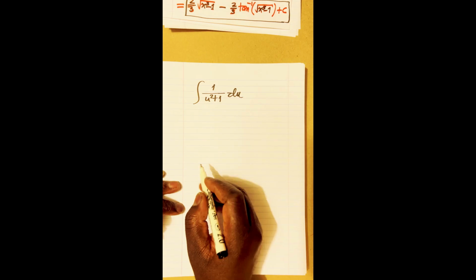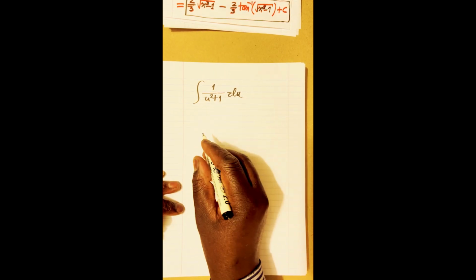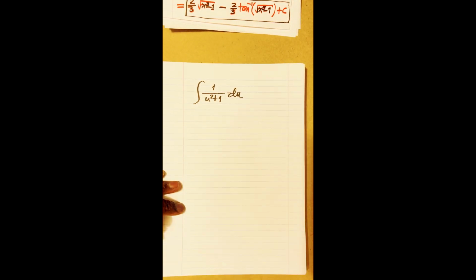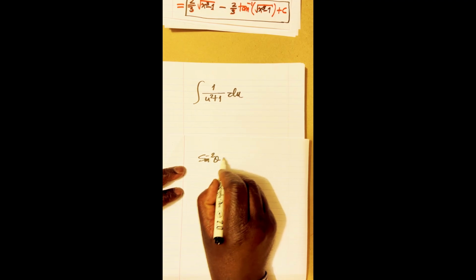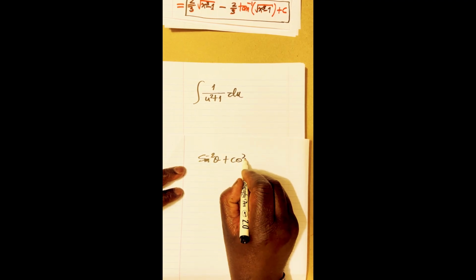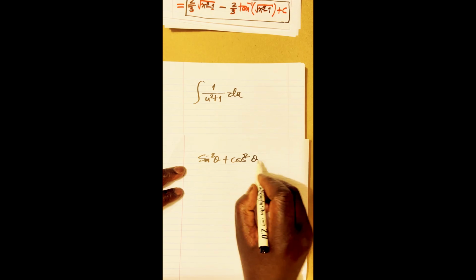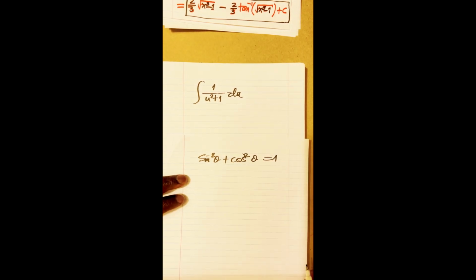We use trig substitution. 1 plus u squared, it should remind you of this expression here. When we talk about trig identities, it should remind you of sine squared theta plus cos squared theta being equal to 1.